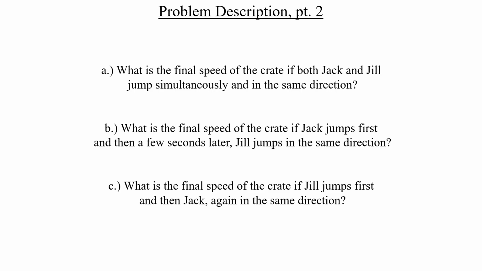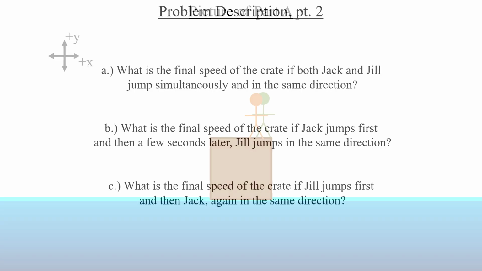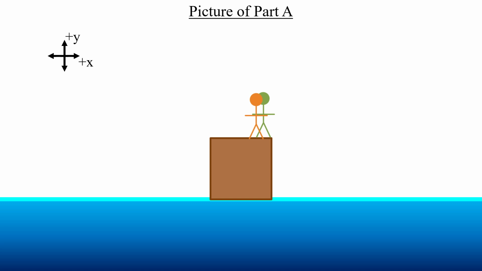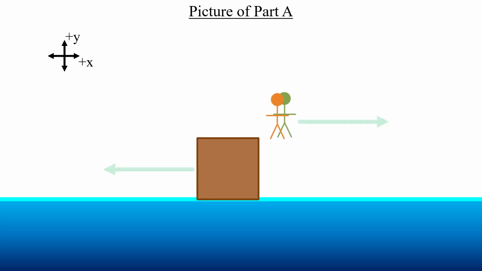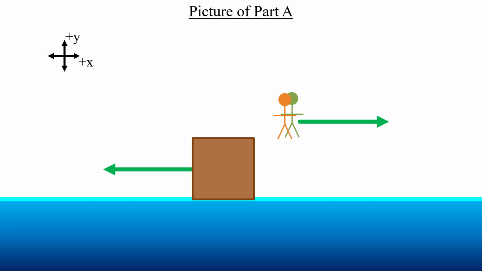Let's start with part A by drawing a picture. Initially, Jack and Jill are standing on this crate and nothing is moving. Then they jump off at the same time to the right, which will cause the crate to move to the left due to the conservation of momentum. We're told that Jack and Jill will jump off the crate at a speed of 4 meters per second that's relative to the crate. It's a very important distinction there.